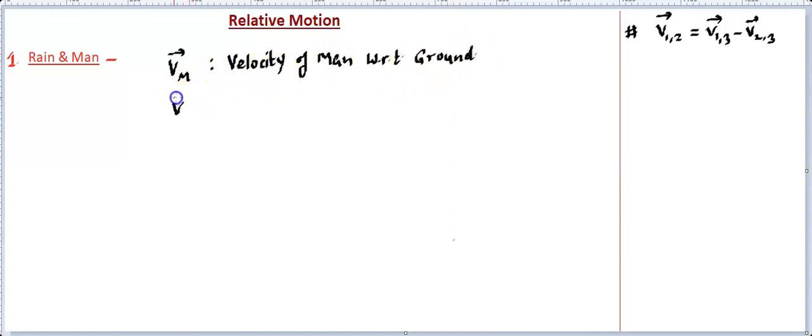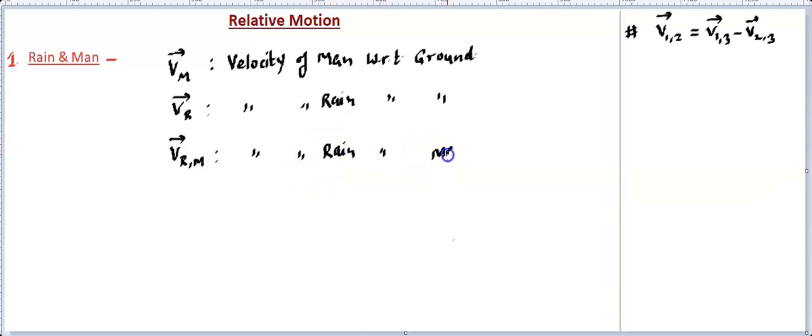Another term that we are going to use is the velocity VR, capital R for rain. That's going to be the velocity of raindrops, and that's also going to be with respect to ground. These two numbers will be given to you. But what we need to find is the velocity as seen by that person. So we need to find the velocity of rain as seen by man, that is the velocity of rain with respect to man. How the man observes the rain velocity is our purpose, the thing to be calculated.